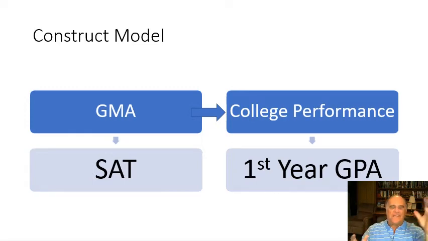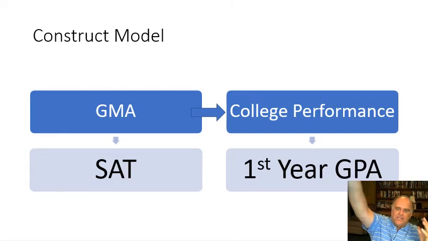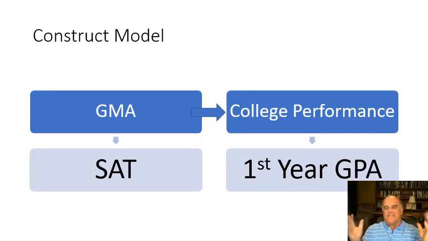But we're seeing the SAT as being an indicator of general mental ability, and first year GPA as being an indicator of college performance. And therefore, we see the correlation between SAT and first year GPA as giving an estimate of the correlation between general mental ability and college performance.